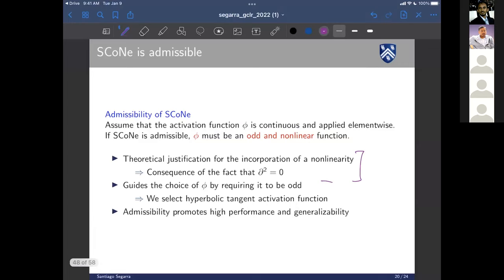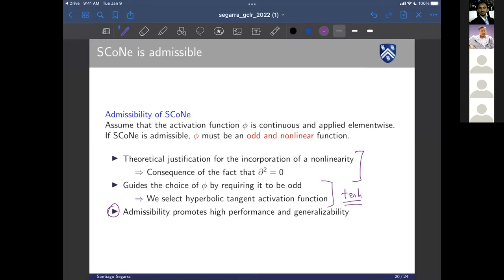It also guides the choice of the specific phi. So it has to be odd. In our case, we'll be choosing tanh, hyperbolic tangent. So it's not that we're going to be using ReLUs just because they work well in images, right? Because that would not be a good choice for this kind of architecture, as we'll see in an application in a second. And what we'll try to indeed show and illustrate is that admissibility promotes high performance and generalizability.